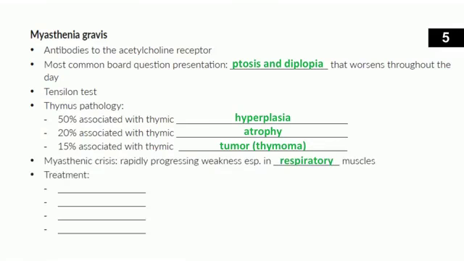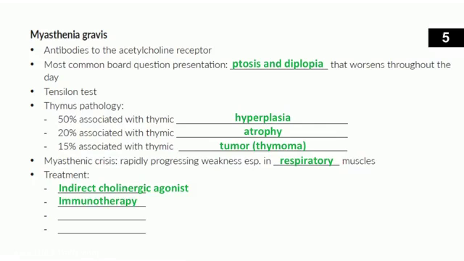Now, for treatment, we've already gone over the indirect cholinergic agonists like pyridostigmine and neostigmine. Remember that edrophonium is a very short-acting medication. It's only used for diagnosis, not for long-term treatment. Now, this is an autoimmune disorder. Therefore, you can use immunotherapy like corticosteroids, azathioprine, and cyclosporin.